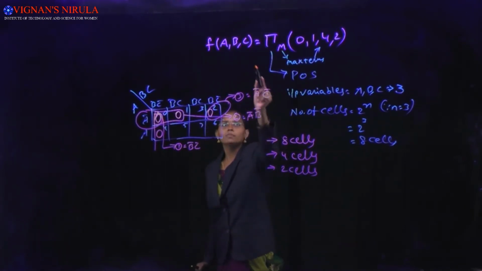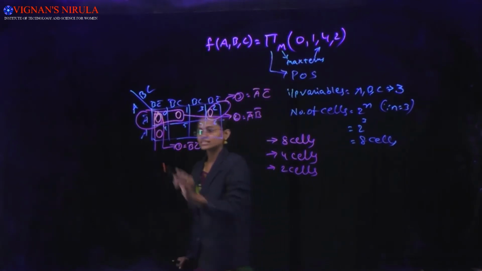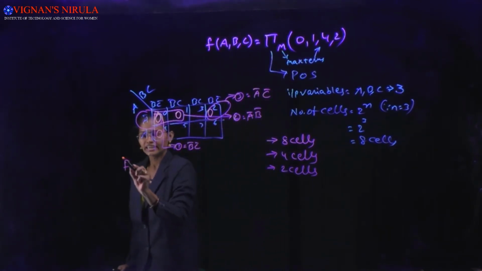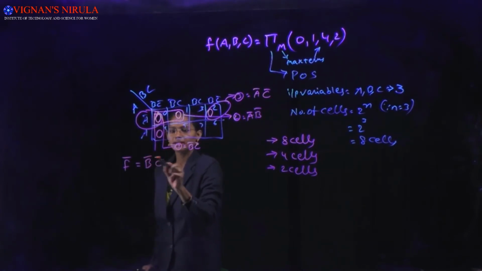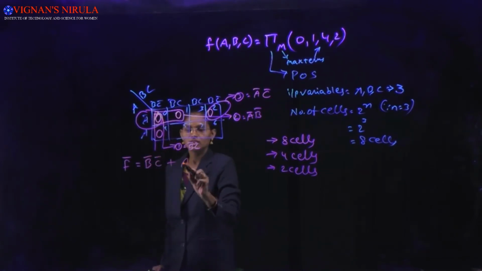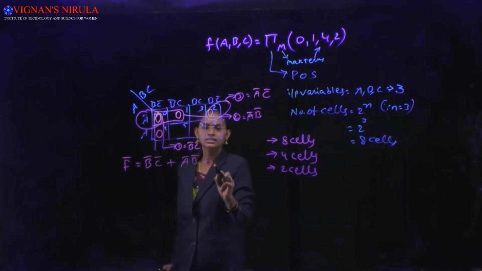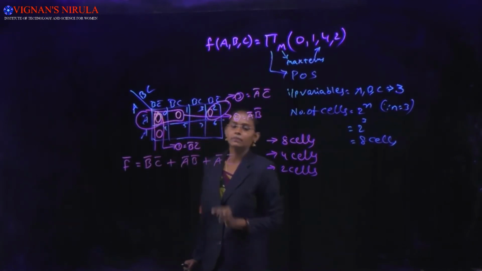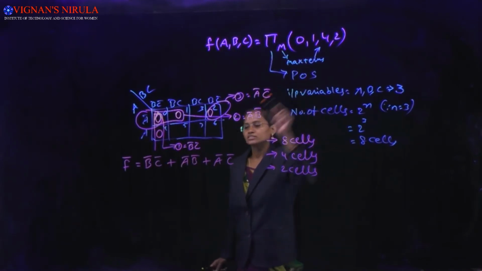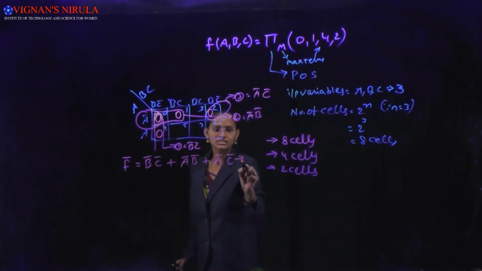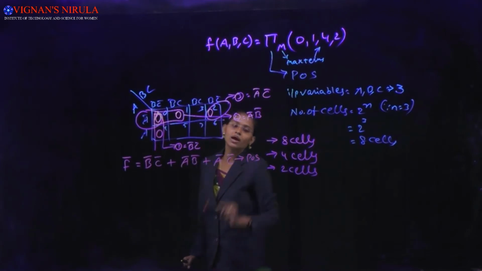The given problem is in POS form, that's why this is F bar. F bar is the first group, B bar C bar, plus the second group, A bar B bar, plus A bar C bar. The given problem is in POS form, product of sums, so we convert this equation to POS form.